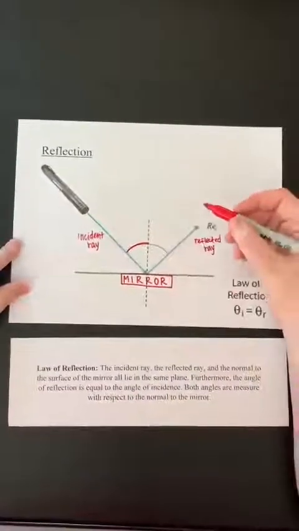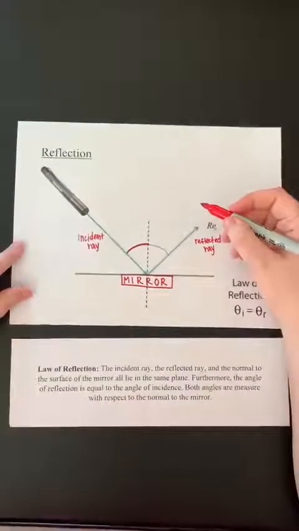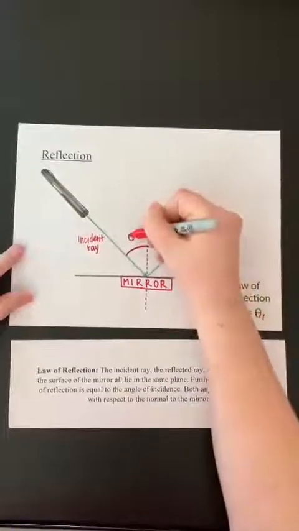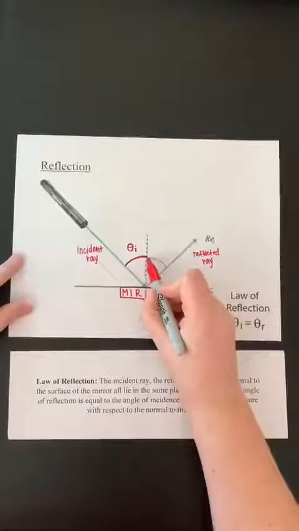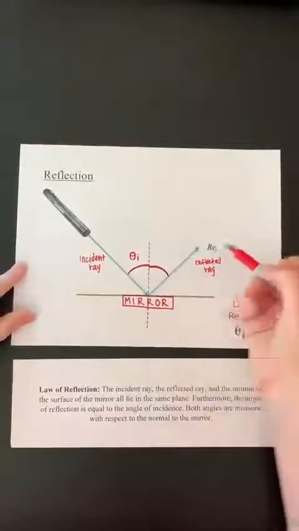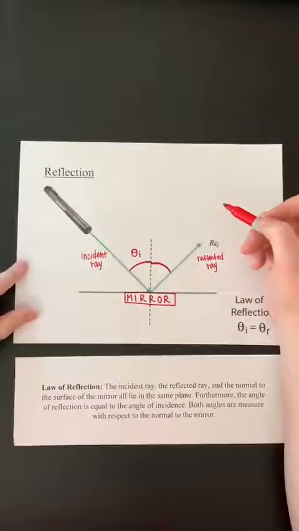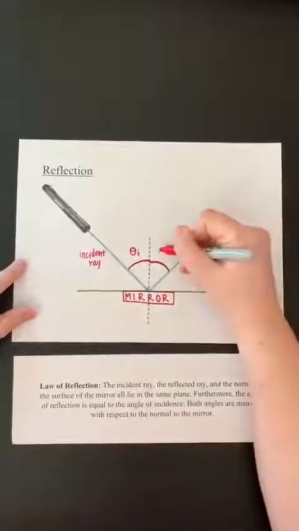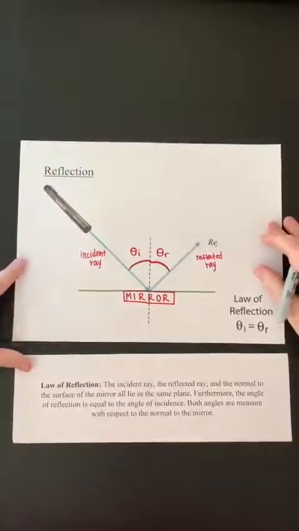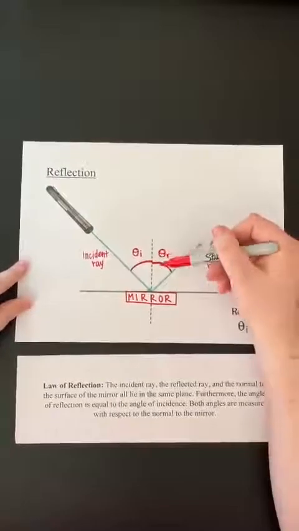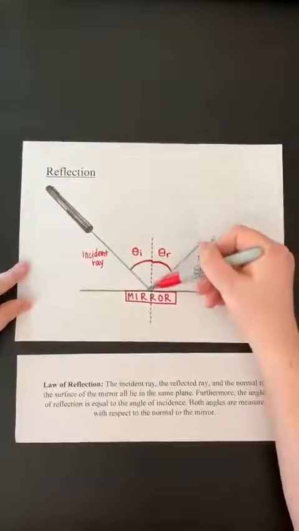The angle here is called the angle of incidence and is represented or expressed by theta I. The other angle here is called the angle of reflection and is expressed as theta R. It is important to point out that both angles are drawn in relation to the normal of the mirror.